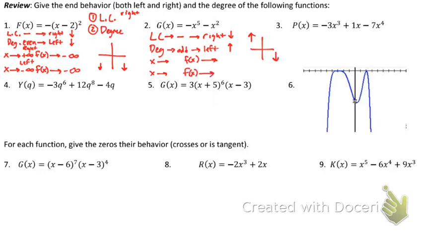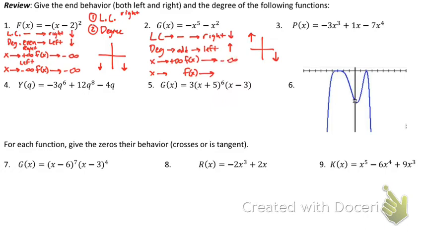All right, so I like to start with the right side. So this is going to represent my right side. The right side is always the positive infinity side. So positive infinity is my right side. What does it do on my right side? It goes down. When it goes down, it's going down to negative infinity.